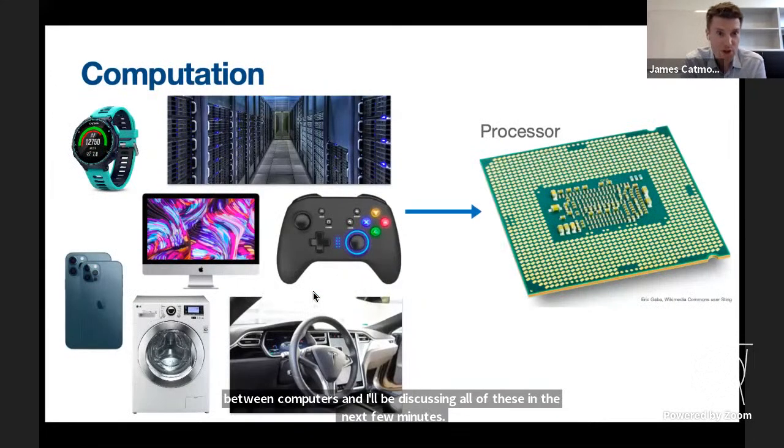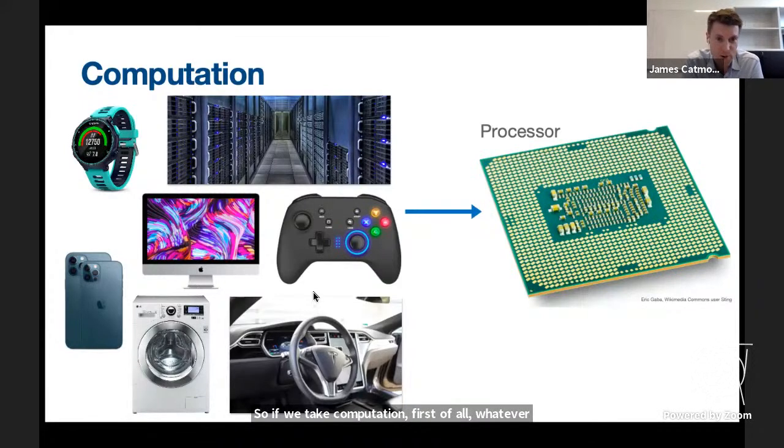If we take computation, first of all, whatever device you have in your homes or that you use, whether it's your washing machine or games console or your phone, or even a very sophisticated data center in Google or wherever, it all boils down really to this object that I've shown on the right-hand side, a computer processor. The way to think of this really is the mathematical brain of a computer that performs calculations very, very quickly in order to enable it to do the tasks that we need it to do.